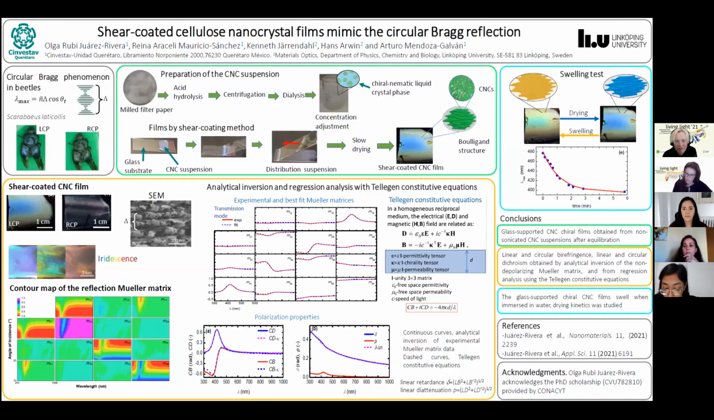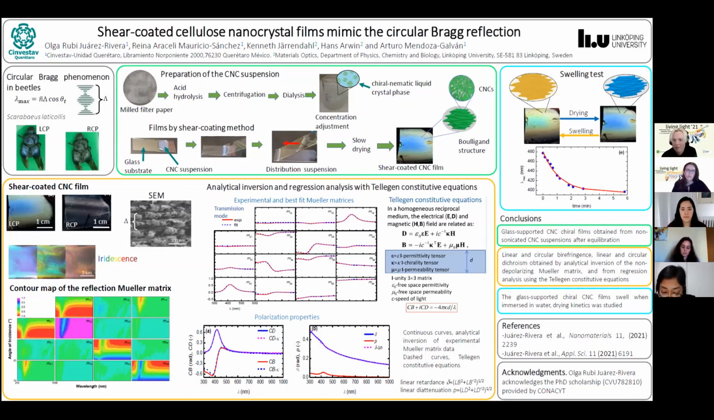The green rectangle shows how, starting from filter paper, suspensions of cellulose nanocrystals are obtained in the chiral phase, an analog of the Bouligand structure. The procedure for preparing films on a glass substrate by shear coating is also shown. Turning now to the yellow rectangle, we see the photographs of a sample where its blue color, polarization effect, and iridescence are evident. The M41 element of the Mueller matrix in the reflection mode of the films confirms these characteristics. This micrograph shows the Bouligand structure, which is responsible for its optical properties.